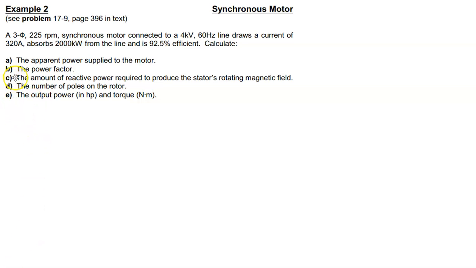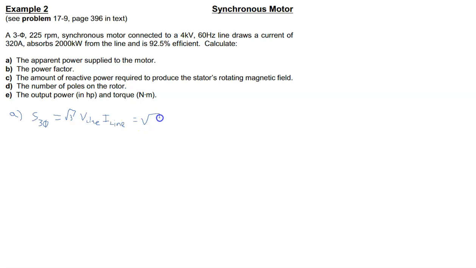Okay, so we'll start off this one by thinking about our apparent power supplied to the motor, which of course is this. And so our equation, S three-phase, is equal to root 3 times V line times I line. We've been given a measured value for I line. If we had a measured value for V line, we would use it, but the rated value is good.